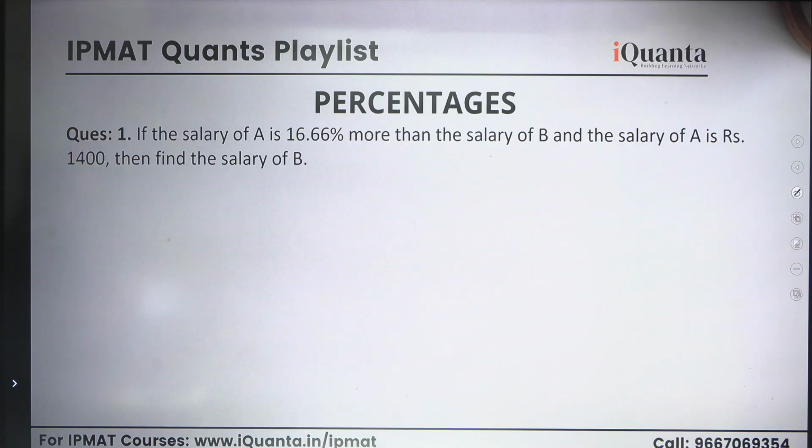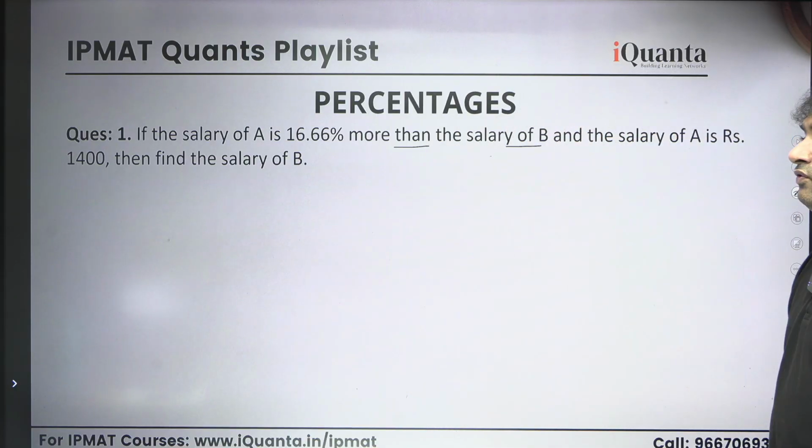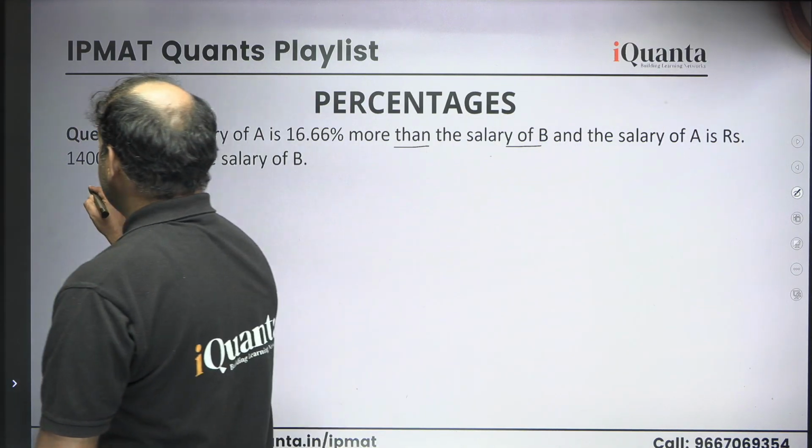All right, let's see how we can do that. They are saying that the salary of A is 16.66% more than the salary of B, and the salary of A is 1400 rupees, then find the salary of B. All right, guys, definitely the case of percentage change, right?